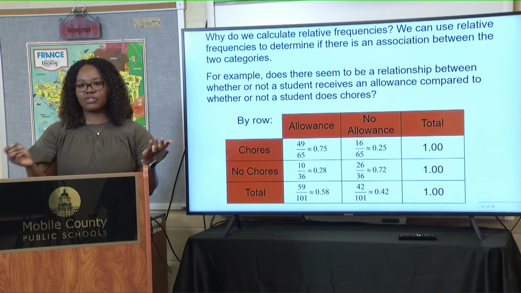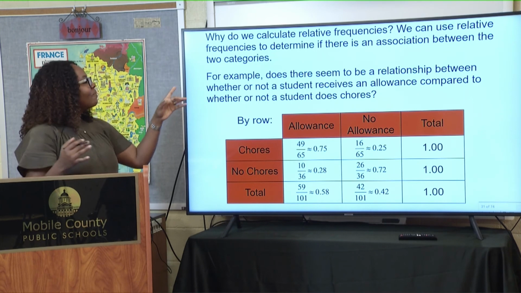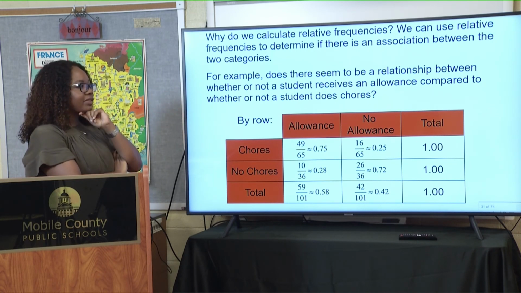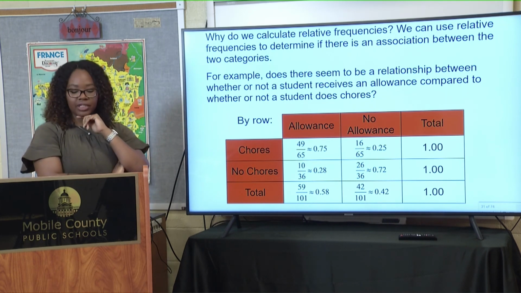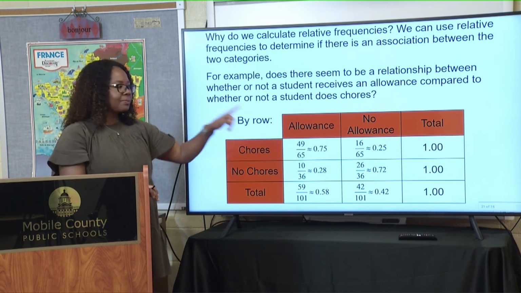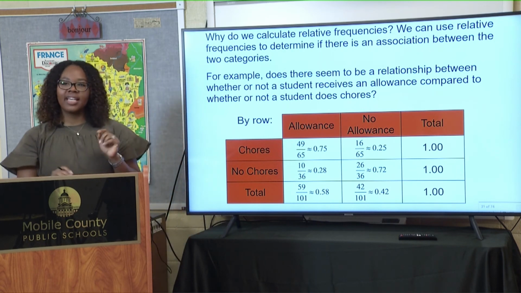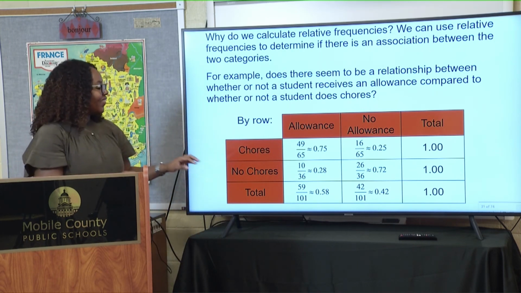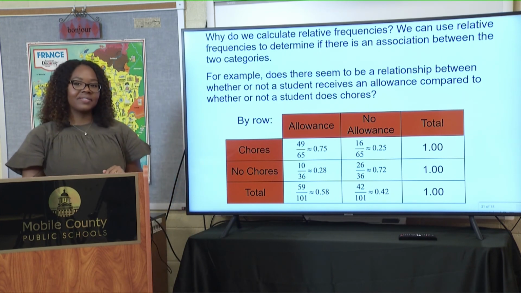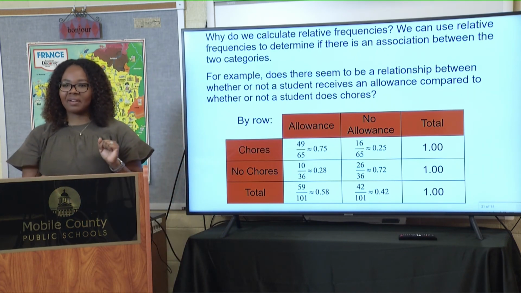Now, why do we need to calculate relative frequencies? We can use relative frequencies to determine if there is an association, can you see a trend, between the two categories. For example, does there seem to be a relationship between whether or not a student receives an allowance compared to whether or not a student does chores? Well, students who do chores and receive an allowance, that's 75%. But students who do not do chores and do not have an allowance is 72%. Can you see a trend there? Also, the percentage of students who do not do chores but receive an allowance is 28%. That's a very low number. Can you tell why? And the number of students that do chores and do not receive an allowance is 25%.